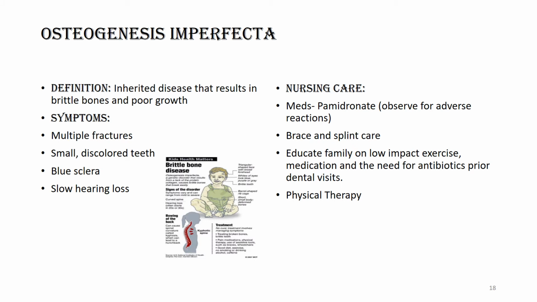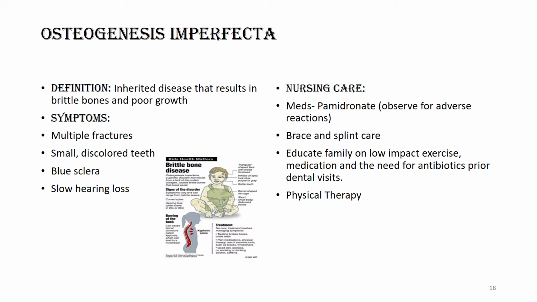So osteogenesis imperfecta. This is kind of known as the brittle bone disease, and it's an inherited disease that results in brittle bones and poor growth. Sometimes it's known at birth that the baby has this, especially if there had been genetic testing and the parents are aware that they pass this on. But other times we don't know until the child has their so-called first fracture, and then looking upon the x-rays you can see that there have been multiple fractures.